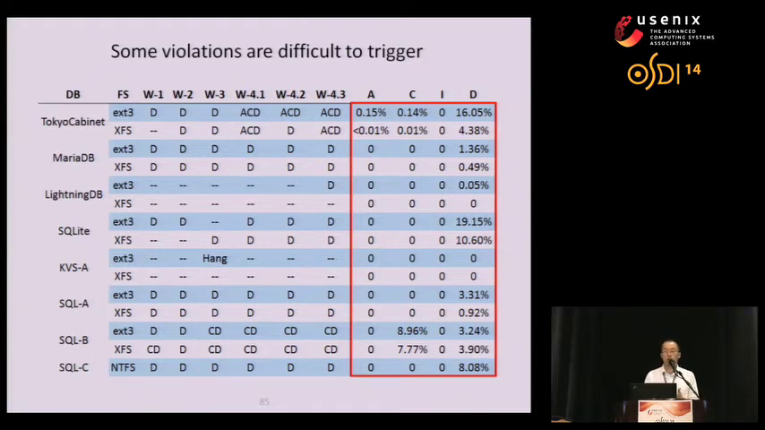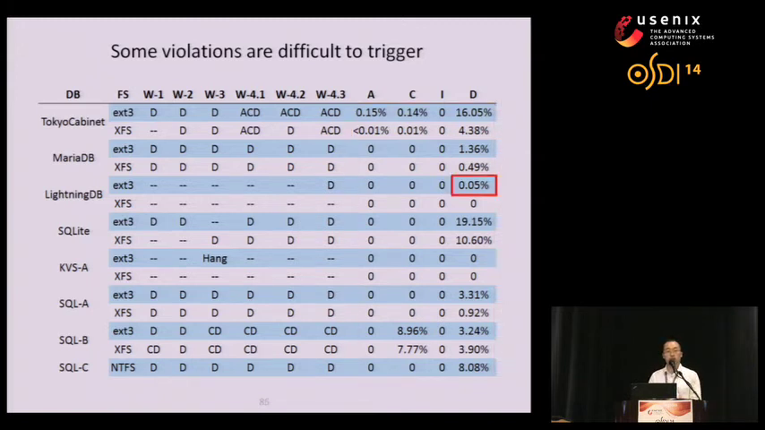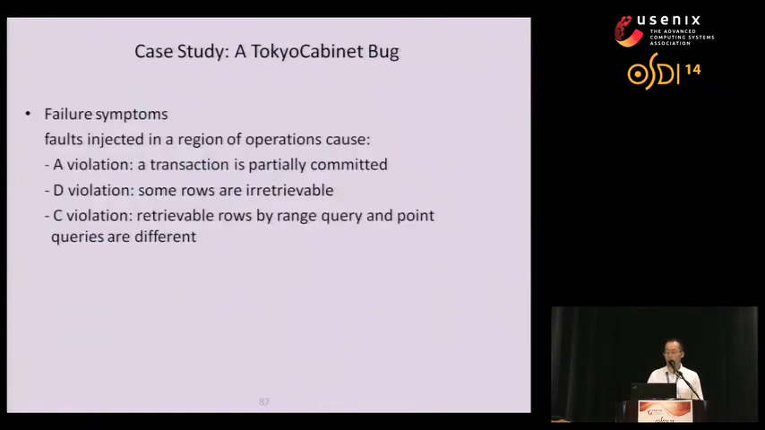And we can see that some violations are very difficult to trigger. For example, LightningDB violates durability under only a tiny percentage of power faults injected. But our pattern-based approach can capture this violation effectively. In fact, we didn't know anything about LightningDB before testing. But once we observed the violation, we diagnosed and understood the root cause within 1 day based on our traces. And we have included a detailed analysis in the paper.